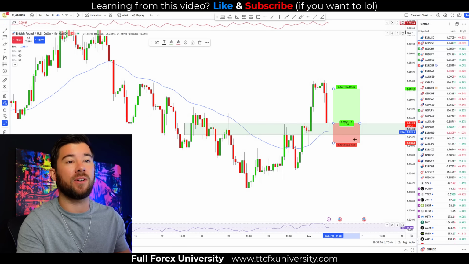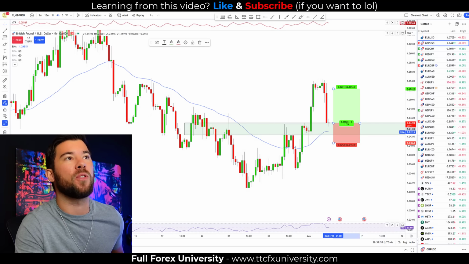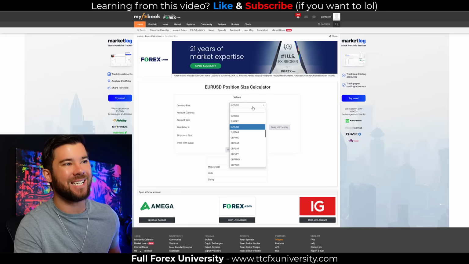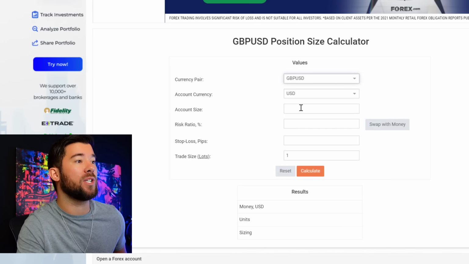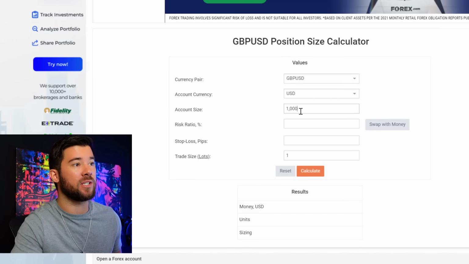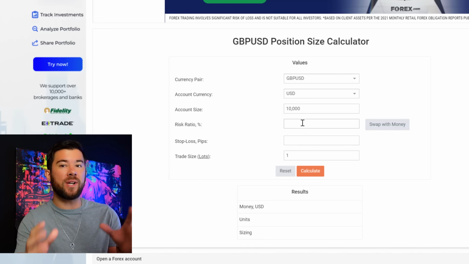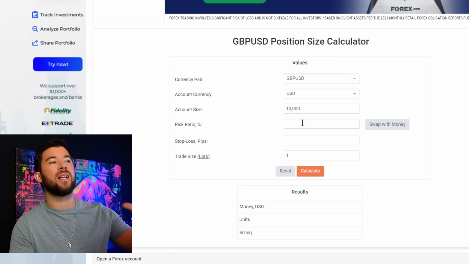We're on the pound dollar. That's what we're going to do, by the way. So we're on the pound dollar. Let's go over here to the position size calculator. We'll type in pound dollar. We'll go ahead and click that. We set our account currency as $10,000, and the risk we're trying to take on this trade is 2%.